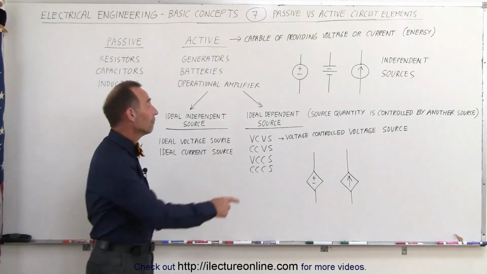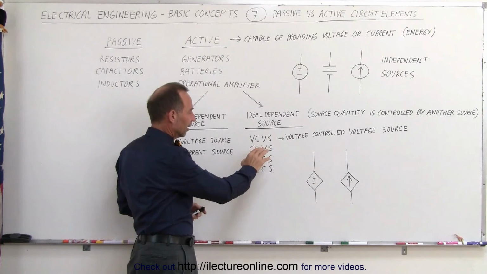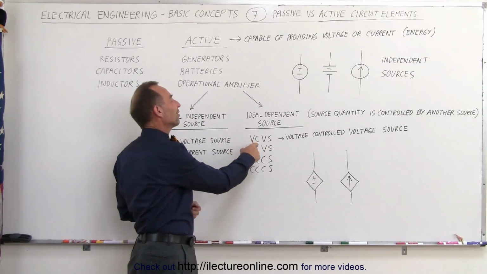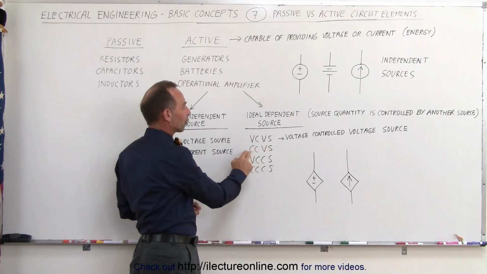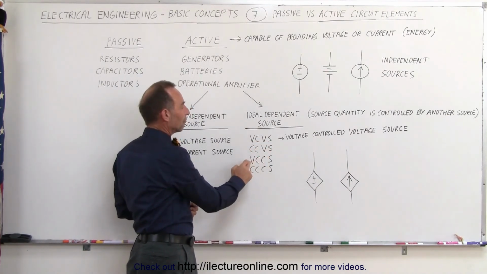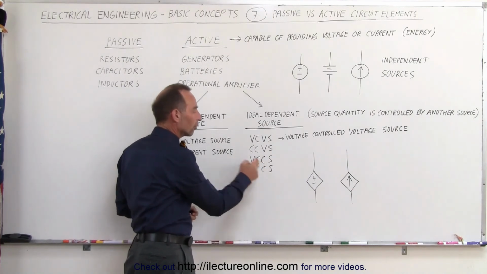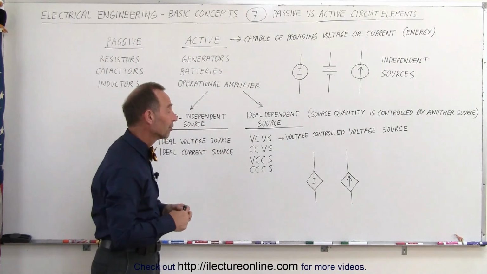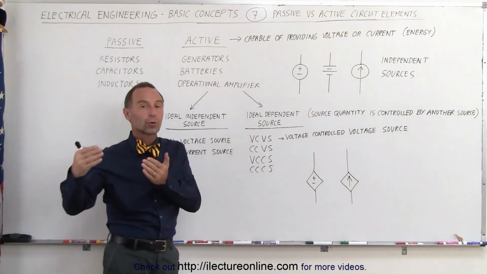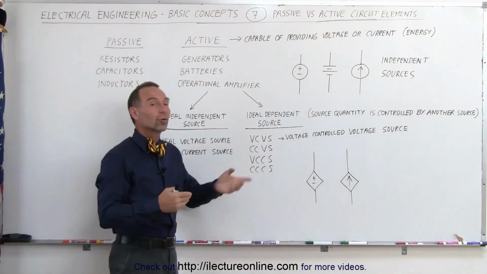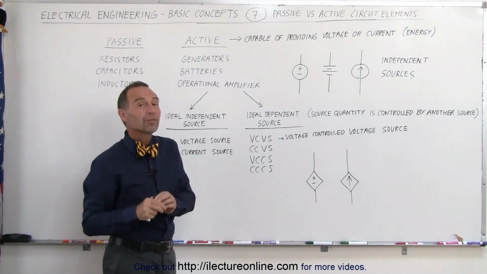What that stands for: V stands for voltage and C stands for controlled. So we have voltage controlled voltage source, we have current controlled voltage source, we have voltage controlled current source, and we have current controlled current source. So that's how we read those 4 acronyms. In other words, we can have a voltage source that can either be controlled by some other current or some other voltage, or we can have a current source that can be controlled by some other voltage or some other current. The symbolism is important here.